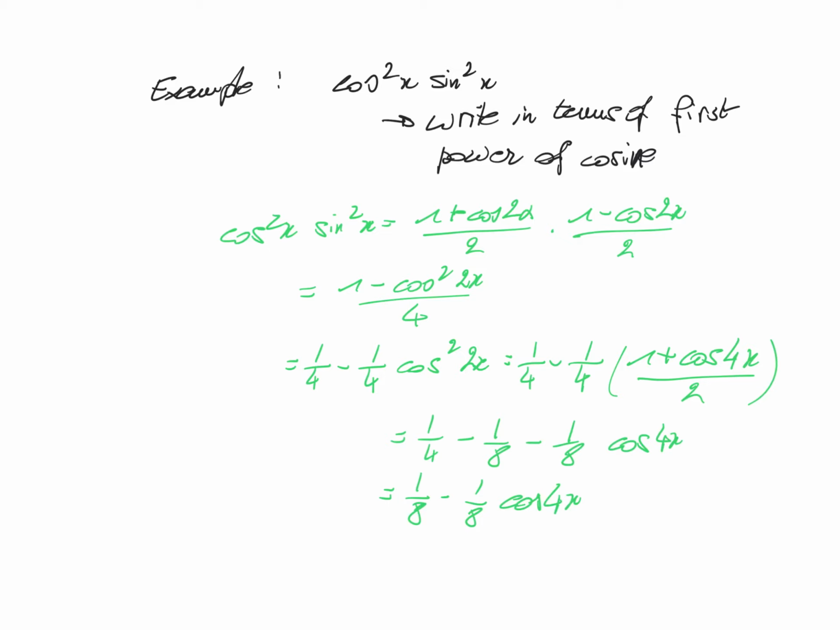So when we look at the last formula, we see that we have expressed cosine squared x times sine squared of x as a formula with only the first power of cosine, but it's no longer cosine x in this case, it has become cosine of 4x.